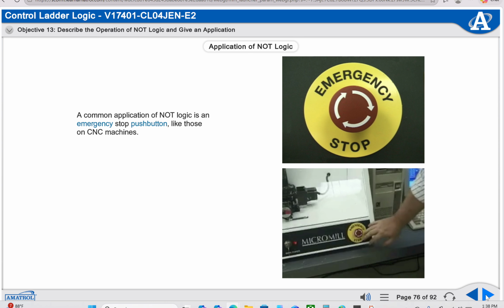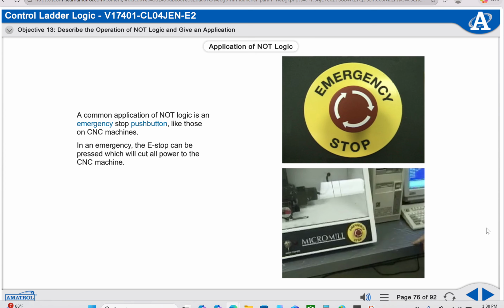A common application of NOT logic is an emergency stop push button, like those on CNC machines. In an emergency, the E-stop can be pressed, which will cut all power to the CNC machine. In other words, the output, the CNC machine, is active when the E-stop is not pressed.